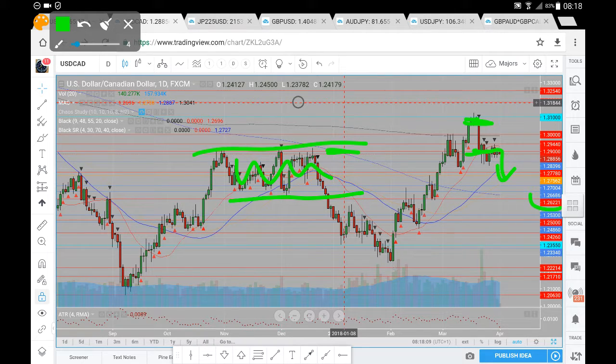So we'll see whether we can continue this theme. We've got our lows, a higher low. See if we can put in a higher low still, and see further upside continuation here on the USDCAD.